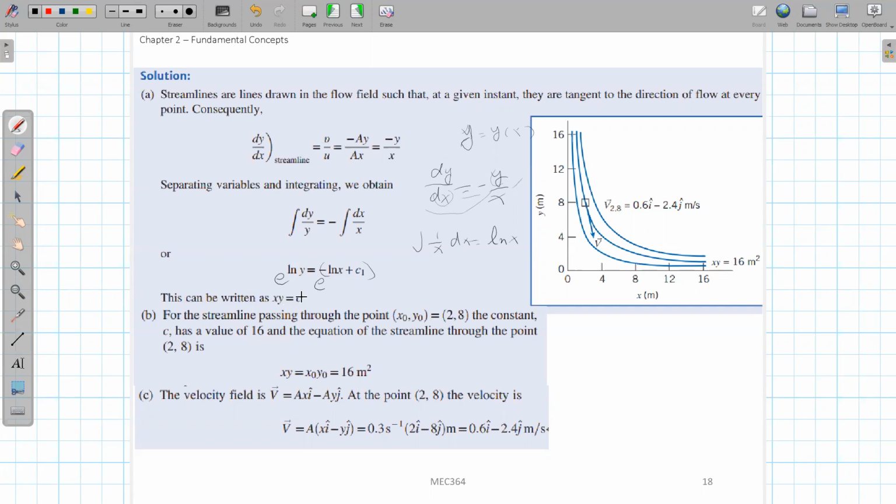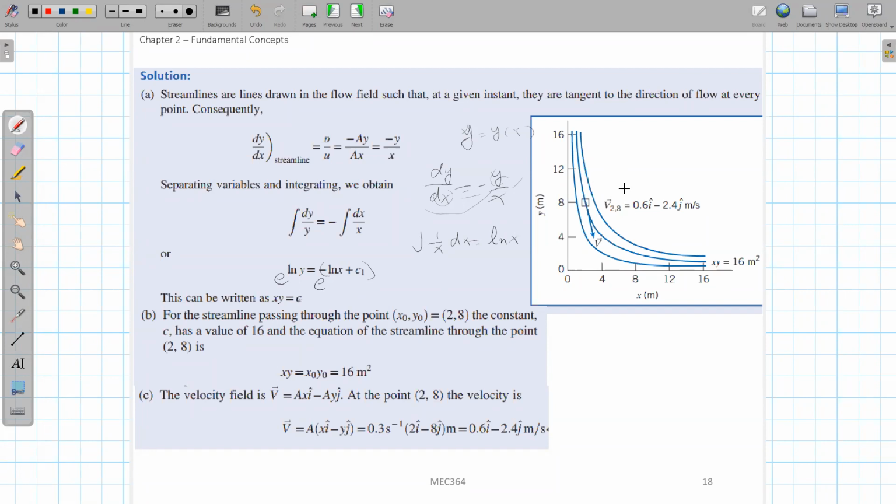Okay, xy equals c, and c is also an unknown constant. So what does this unknown constant mean? It means that if we draw the streamline, based on different values of c, we will have different curves, right? So for example, in this picture we have 3 curves, 3 streamlines. For each one, they will have a different value of this constant c.